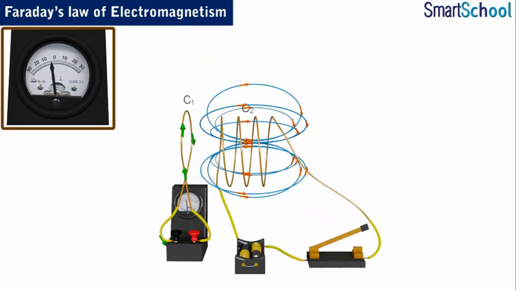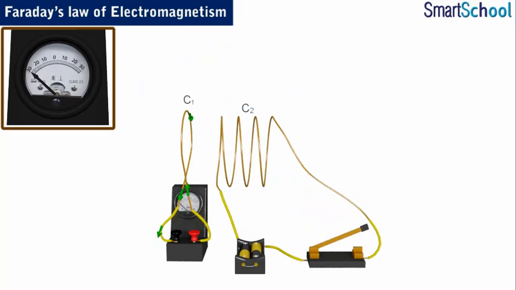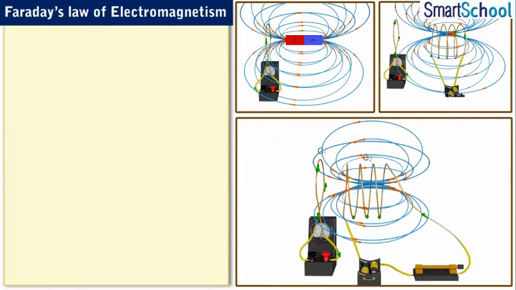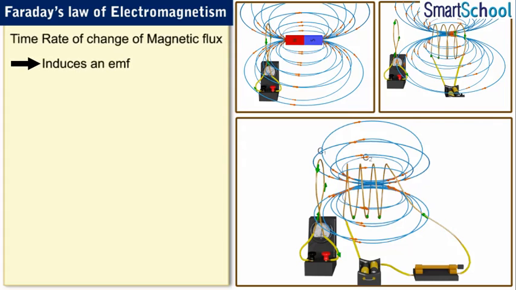When the tap key is released, the current in coil 2 decreases from a maximum value to 0 in a short time, resulting in the magnetic flux across coil 1 to drop suddenly, thereby inducing an EMF in it. From the observations of these 3 experiments, Faraday concluded that the time rate of change of magnetic flux through a closed coil induces an EMF through it, and stated Faraday's law of electromagnetic induction.